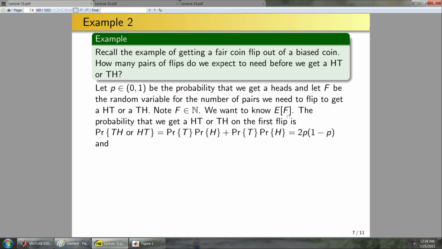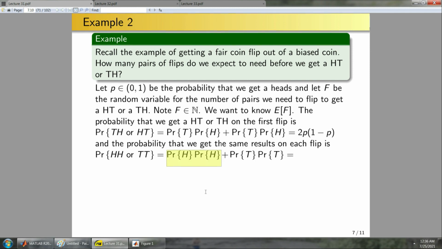Now I need to know the probability that I need, say, 2 flips or 3 flips or n flips. So to compute the probability that F would be any natural number greater than or equal to 2, I need to know the probability that we get the same result on each flip. So in particular, I need to know the probability that I get heads heads or tails tails. And again, we're assuming these are independent events since I'm flipping a coin. Well, this would simply be the probability of heads squared plus the probability of tails squared, and using the fact that the probability of heads is p, that gives me the p squared, and the probability of tails is 1 minus p, gives me this term here.